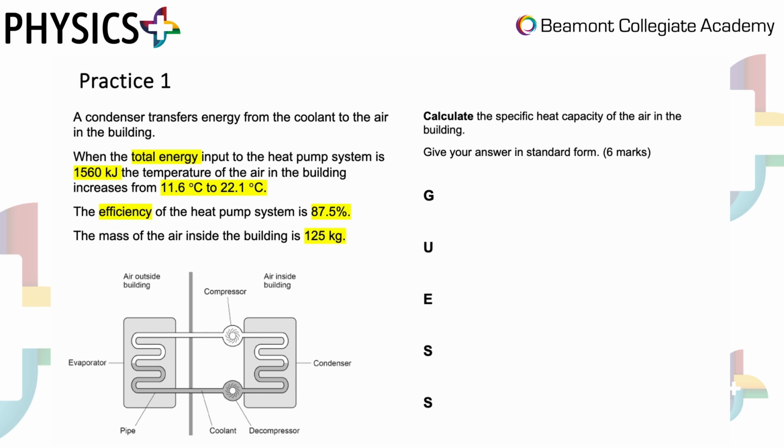Practice 1. How did you get on? Did you use the GESSS method? So let's look at what we've been given. We've been given total energy as being 1560 kilojoules. However, if we look at the question, it says that the efficiency of the system is only 87.5%. So 1560 times 87.5% gives us 1365. So E equals 1365 kJ.